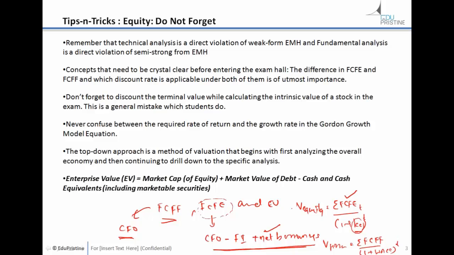Now the third measure which one uses very frequently is the enterprise value. Enterprise value is nothing but the market cap of equity, that is the market value of equity, plus the market value of debt, minus the cash and cash equivalents. Typically one forgets to subtract this cash and cash equivalents. If one does not do it, then that will give an overestimation of the enterprise value.